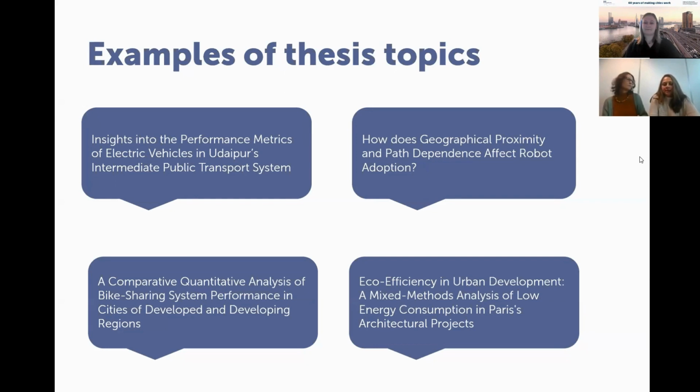We've also had, for instance, research looking into the role that geographical proximity and path dependence have in robot adoption across Europe. And finally, eco-efficiency in urban development, especially looking at energy consumption in Paris's architectural projects. So these are some examples.